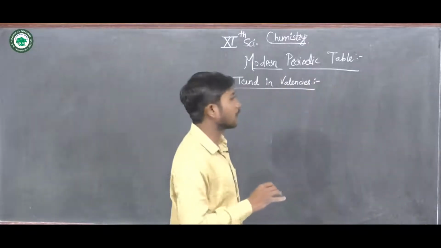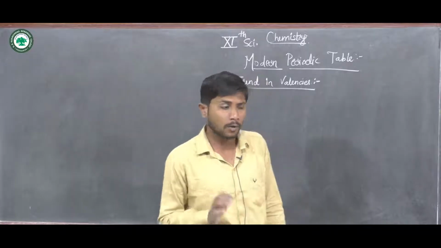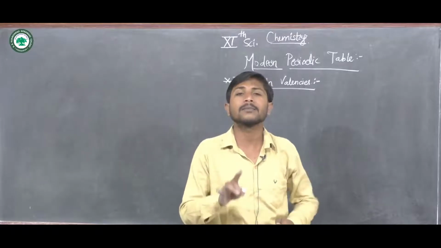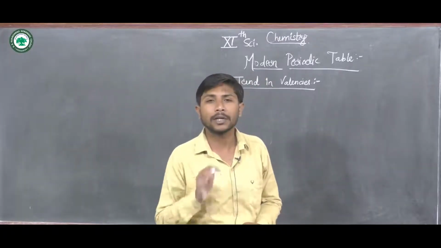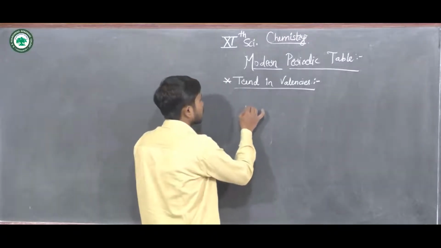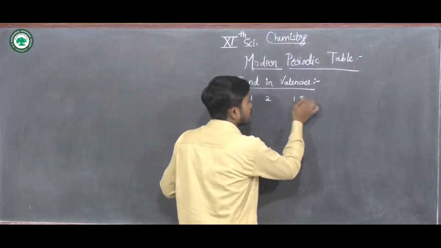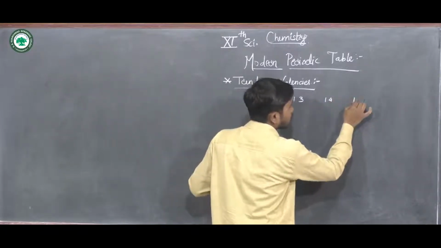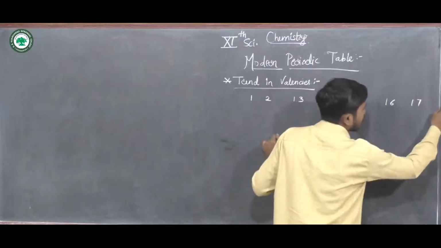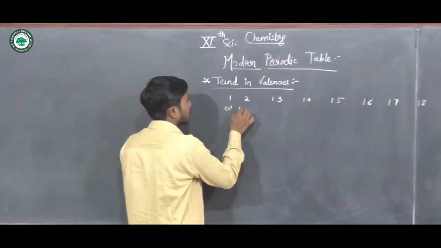While looking at the modern periodic table, we can observe some interesting trends along the period and along the group. Down the group, in every group, the valency remains the same, but it shows gradual variation across the period. How? Look at some examples: group number 1st, 2nd, then the 13th, 14th, 15th, 16th, 17th and 18th. These are the group numbers where the outermost electronic configuration we can observe.